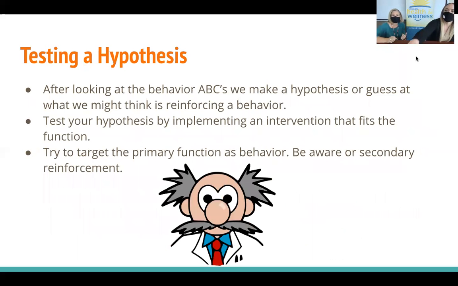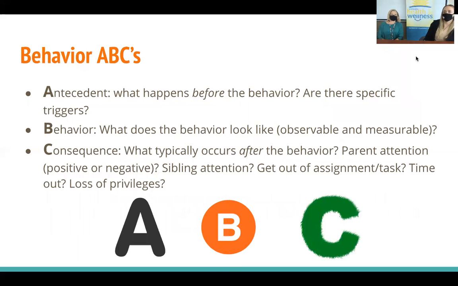Now I need to go back. Thank you. So those are the 4 functions of behavior. And then the behavior ABCs are how we start to look at behavior and try to understand what's happening. So we see an antecedent, which is what happens directly before the behavior. What's going on in the environment? Are there specific triggers that are occurring right before the behavior occurs?